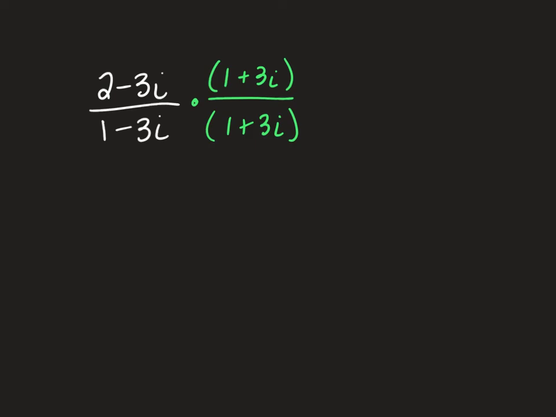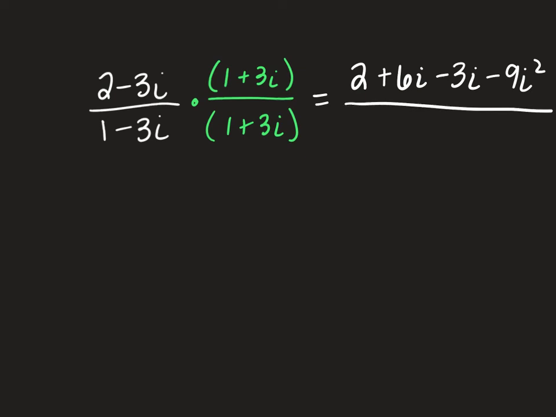It's really not. All right, so that gives us 2 plus 6i minus 3i minus 9i squared on the top. Now you have to do it on the bottom like you're FOILing. On the bottom, that's going to give you 1 plus 3i minus 3i minus 9i squared.